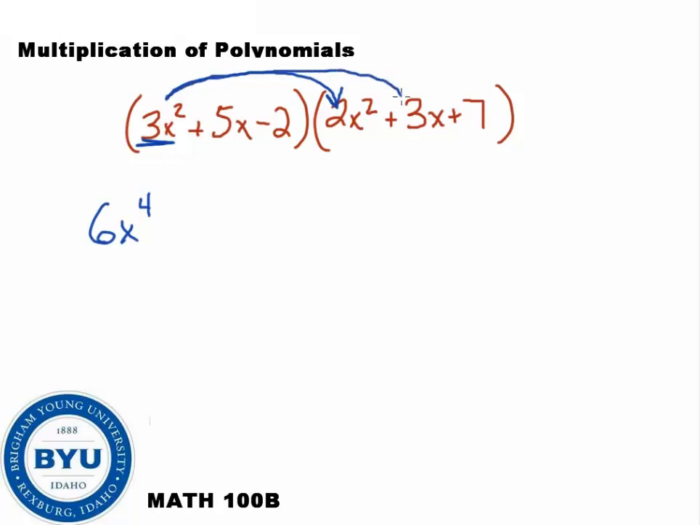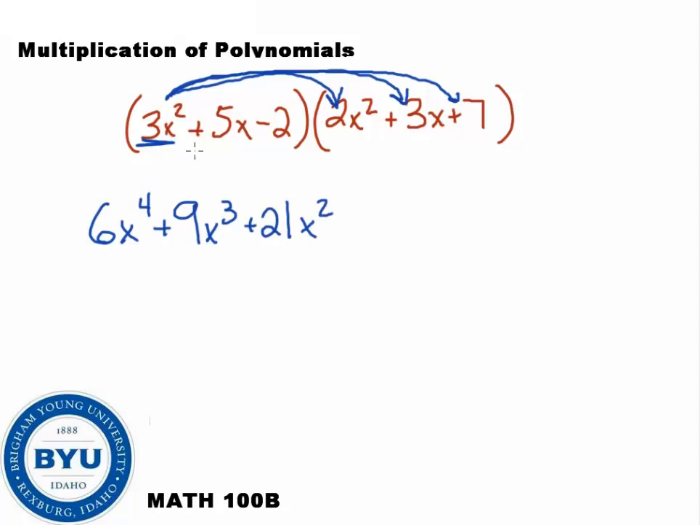Then I take this one times this one. 3x squared times 3x comes out to be 3 times 3 is 9, and it would be x cubed because we add the powers. Then I multiply this to the 7, and we get plus 21x squared.